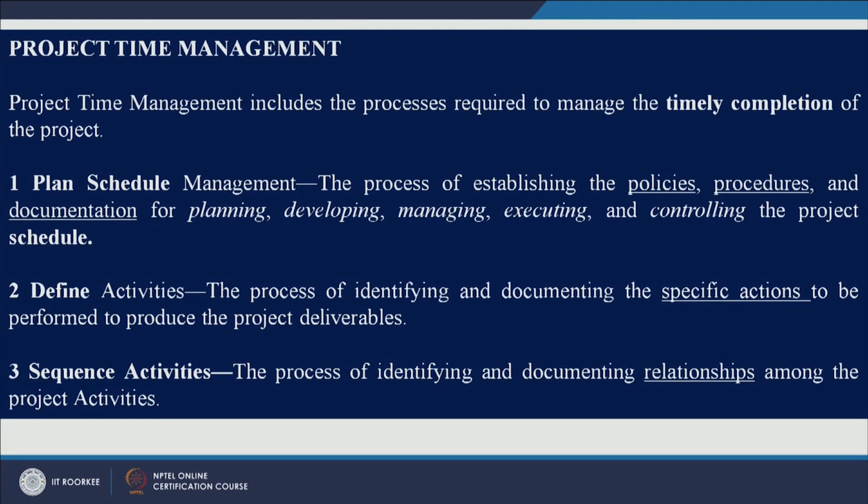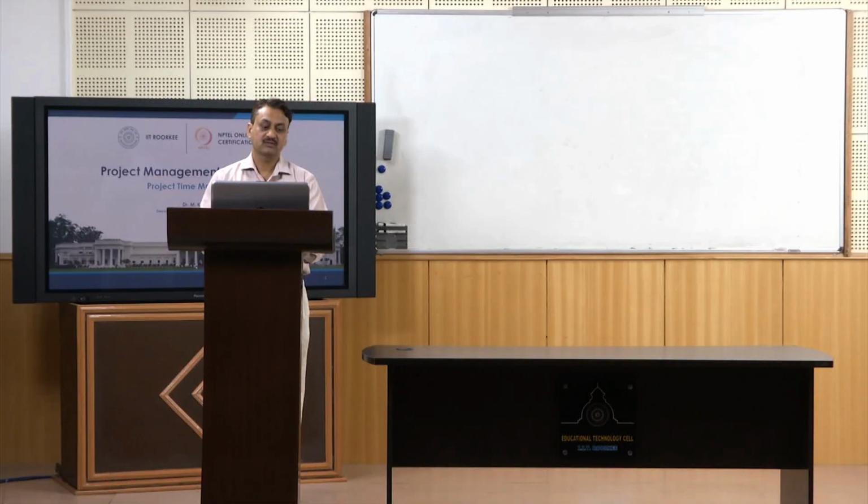Again, a very important area, similar to other areas. In project time management there are 7 different processes. The first one is plan schedule management. You need to plan your schedule, and for this you need to establish different policies, procedures and documentation, and you do all these things for planning, developing, managing, executing and controlling the project schedule, right? So first of all, go for plan schedule management, right?